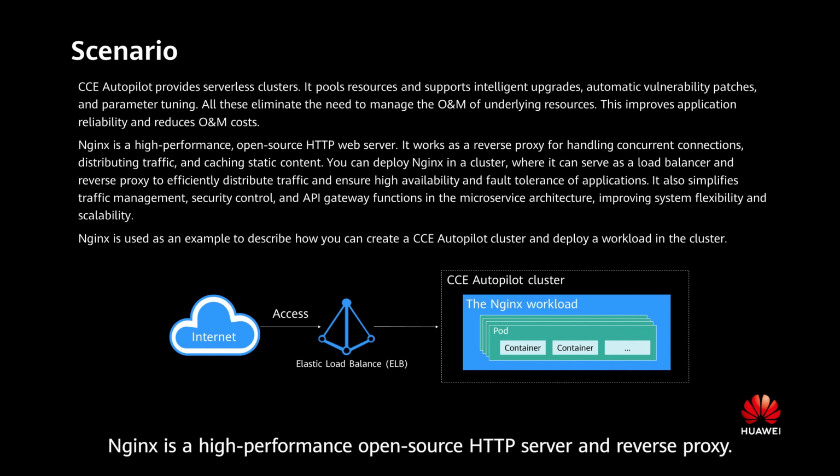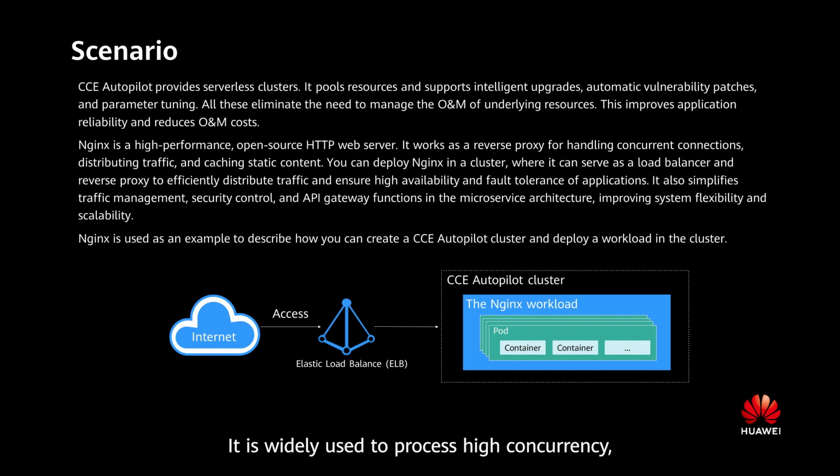reduced. Nginx is a high-performance open-source HTTP server and reverse proxy. It is widely used to process high concurrency, distribute incoming network traffic, and serve static web content. Nginx in a CCE Autopilot cluster can be used as a load balancer and reverse proxy to efficiently distribute traffic and ensure high availability and fault tolerance of applications. It can also simplify traffic management, security control, and API gateway functions in a microservice architecture. This improves system flexibility and scalability.